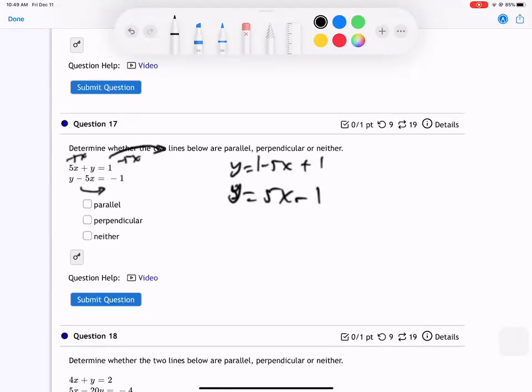Now take a look at the slopes. One slope is negative 5, one slope is 5. They're not parallel because they're not the same. And they're not perpendicular because though they're positive and negative, it is not the reciprocal. The reciprocal of 5 is 1 over 5, and that would be a negative. Okay, so this is actually neither. And neither is perfectly fine to say.